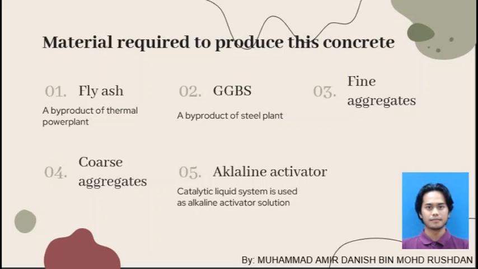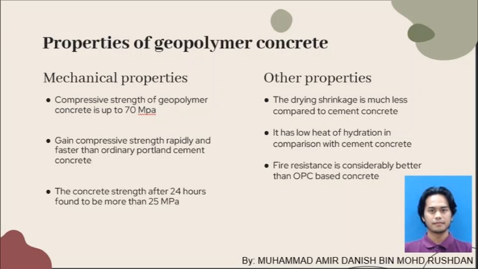The first one is fly ash, a byproduct of thermal power plant. The second one is GGBS, a byproduct of steel plant. The third one is fine aggregate. The fourth one is coarse aggregate, and the last one is alkaline activator. It is a combination of solution of alkali silicates and hydroxide. The role of alkaline activator solution is to activate the geopolymeric source material containing silicon and aluminium such as fly ash and GGBS.